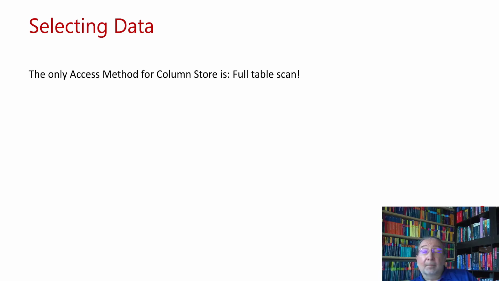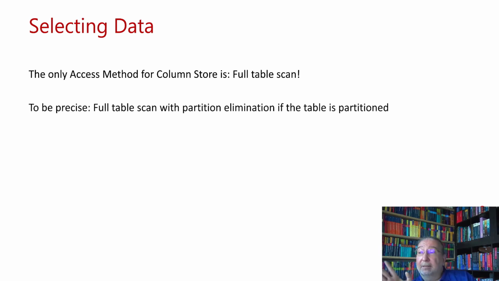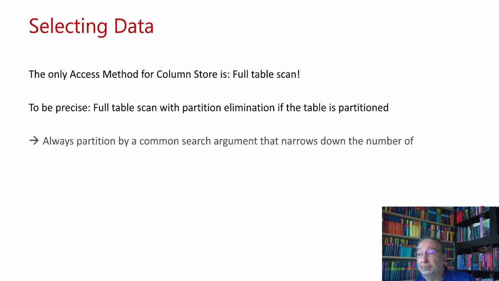Selecting data. Good and bad news. Column store is pretty good at reading through tables, especially if you filter columns and just pick certain columns. Bad news is there's only one access method right now for column store, and that's a full table scan. To be a little bit more precise, it's a full table scan with partition elimination if the table is partitioned. And this is why I said that column store is pretty much the only index that really benefits from partitioning. You have to partition your column store table to help it not scan the whole table every time.